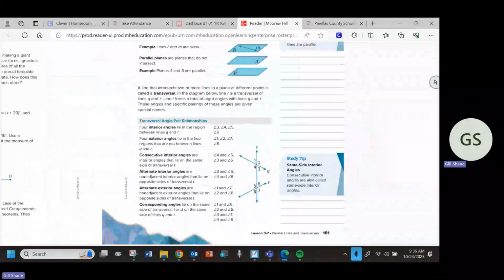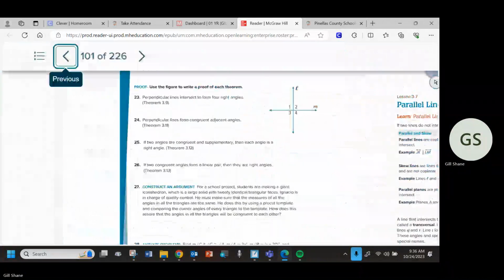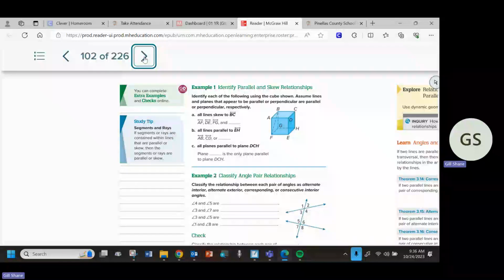All right, so next page. All right, so again, since I didn't spend tons of time on vocabulary, I'm not worried about example 1. Go ahead, though, and really quickly classify the angles. So do example 2. Didn't take long. If you need to go back to the page before, go back to the page before.